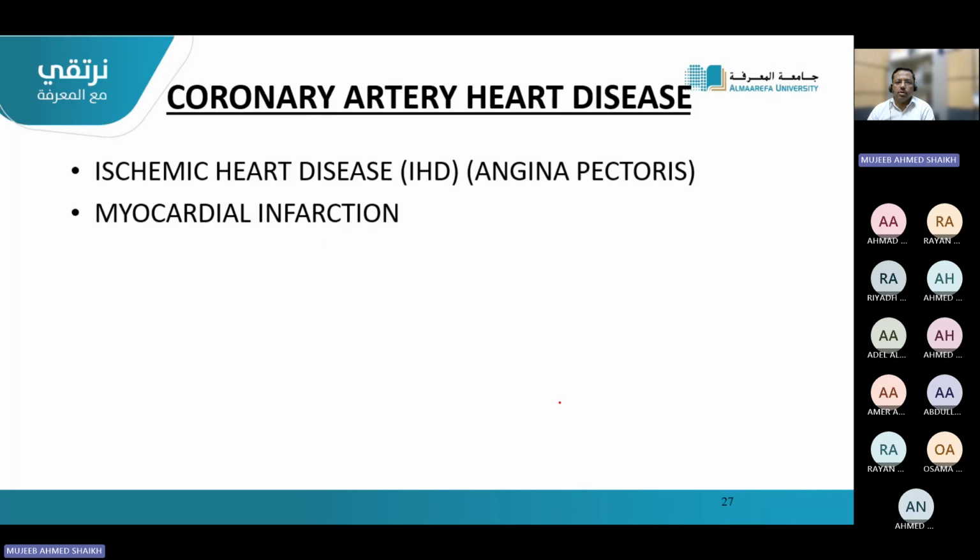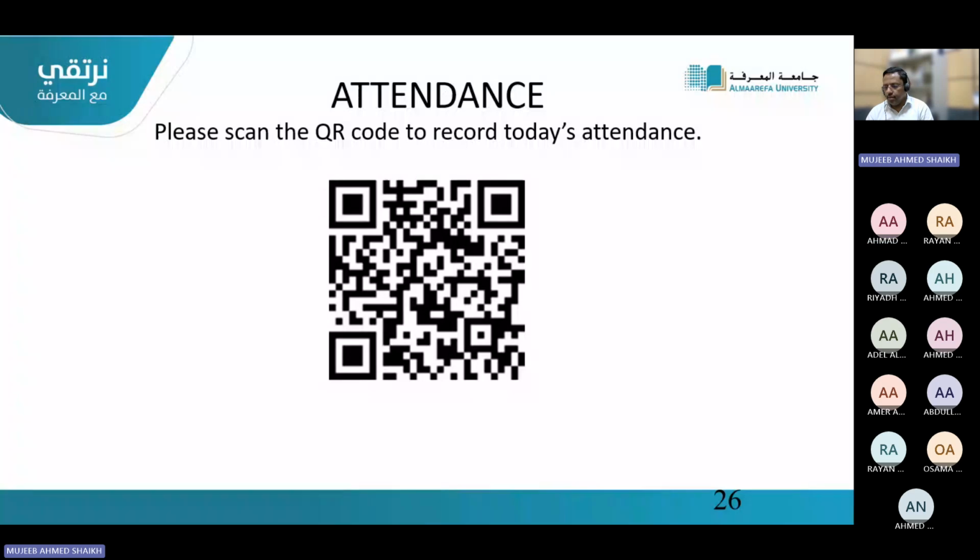This is attendance, no problem. Can you scan it? Yeah, please. Scan this code and fill the Google form and put today's date. Okay, I will change now.